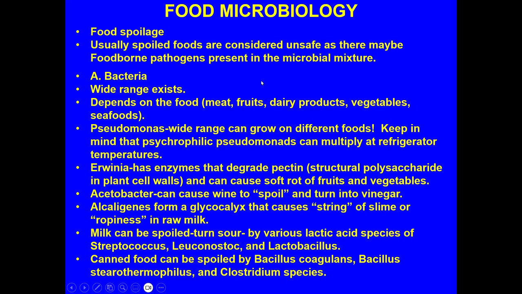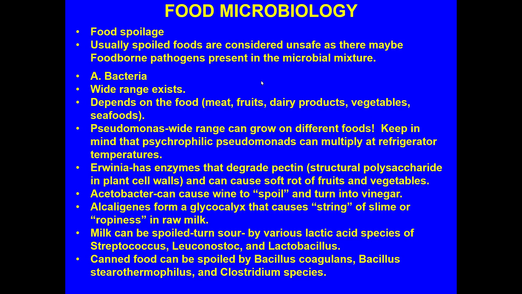Now we're going to talk about food spoilage. Usually spoiled food is considered unsafe as it may contain food-borne pathogens. Microorganisms may also be depositing different types of toxins, etc. For bacteria, there's a wide range of organisms that exist. It depends on the food, whether it's meat, fruits, dairy products, vegetables, or seafoods. Pseudomonas have a wide range and can grow in different foods.